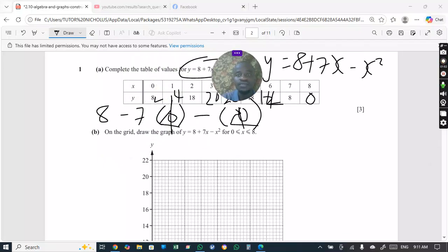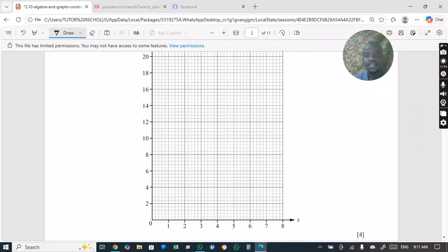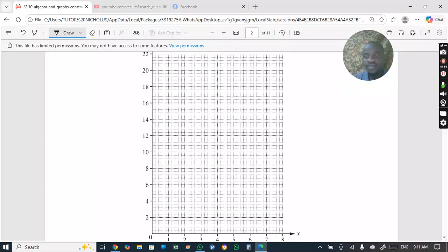So let's try to plot it together. Remember, at 0 we have 8. You plot there. At 1 we have 14. You plot it somewhere there. At 2 you have 18. You plot it there. At 3 we have 20. You plot it there.